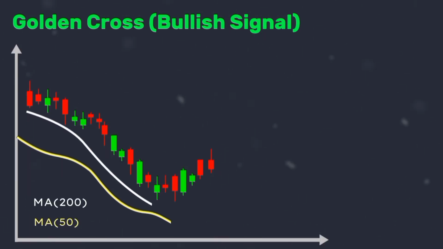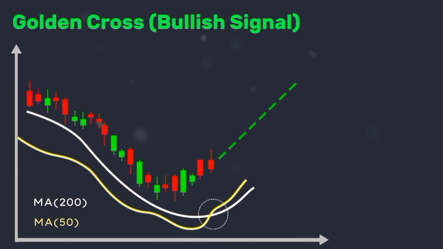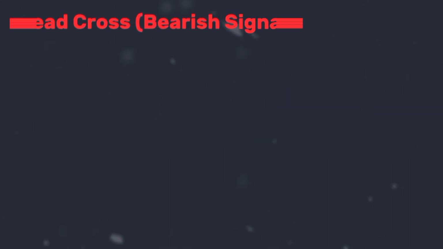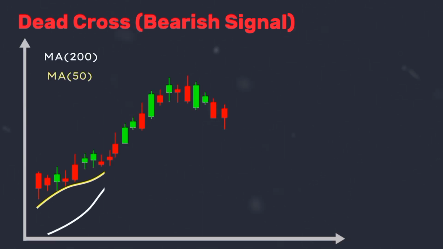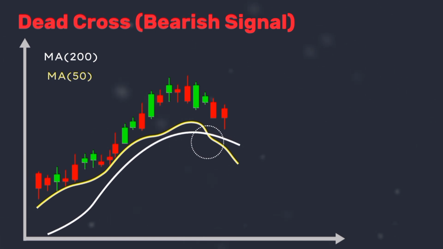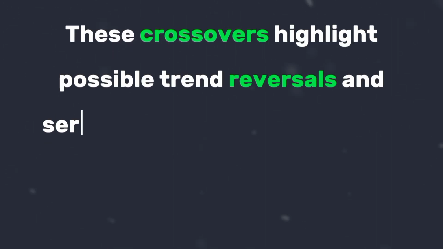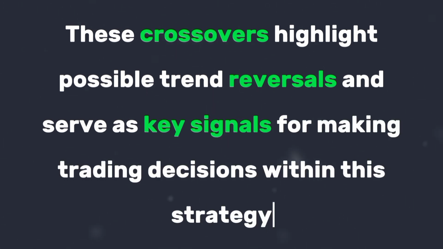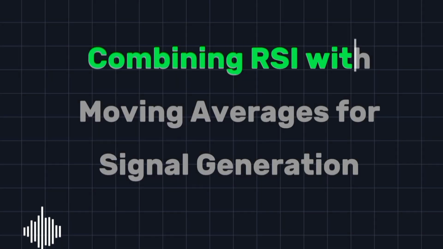Golden cross, bullish signal. When the short-term moving average, 50-period, crosses above the long-term moving average, 200-period, it signals a potential uptrend and is considered bullish. Dead cross, bearish signal. When the short-term moving average crosses below the long-term moving average, it indicates a potential downtrend and is considered bearish. These crossovers highlight possible trend reversals and serve as key signals for making trading decisions within this strategy.